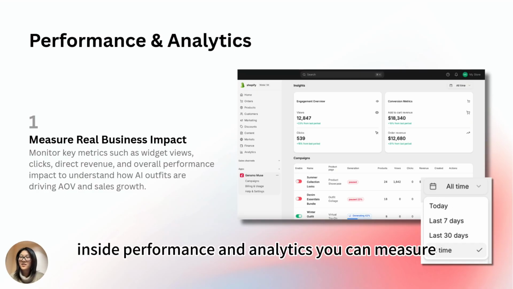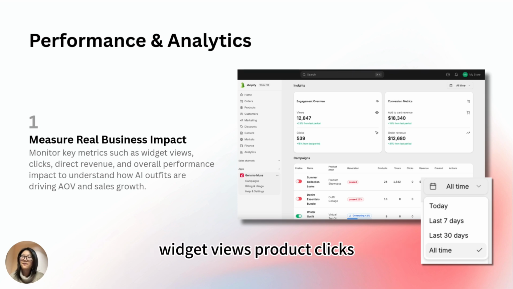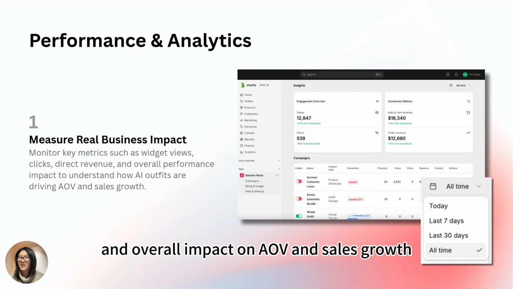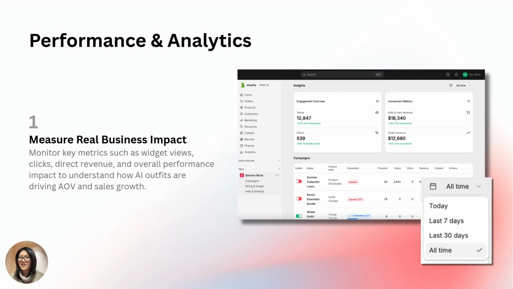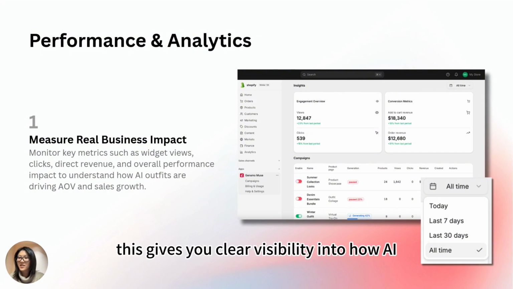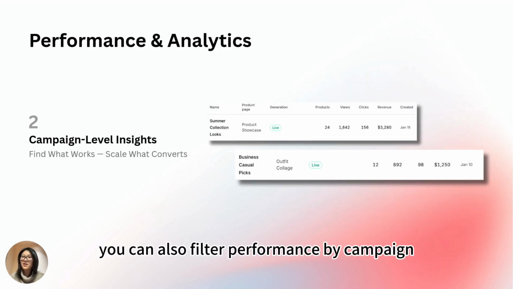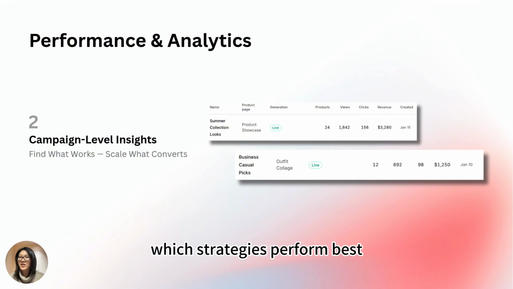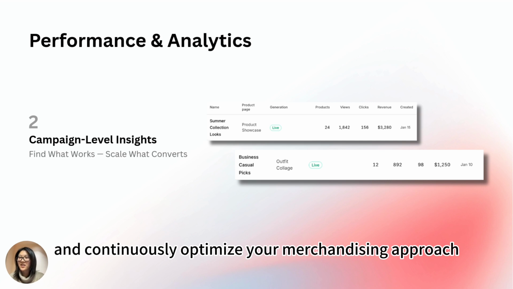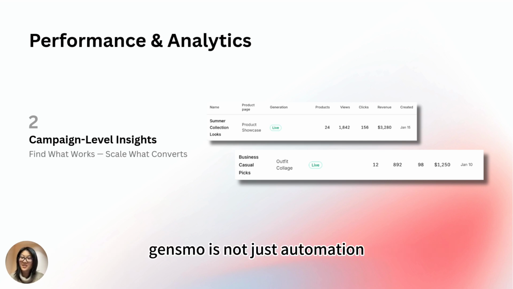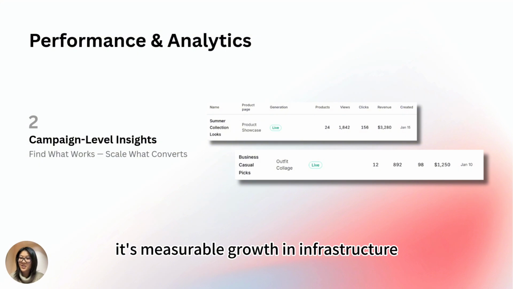Inside Performance and Analytics, you can measure widget views, product clicks, direct revenue, and overall impact on AOV and sales growth. This gives you clear visibility into how AI selling drives revenue. You can also filter performance by campaign. This allows you to identify which strategies perform best, scale what converts, and continuously optimize your merchandising approach. Gensmo is not just automation, it's measurable growth infrastructure.